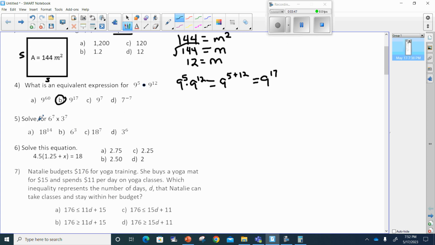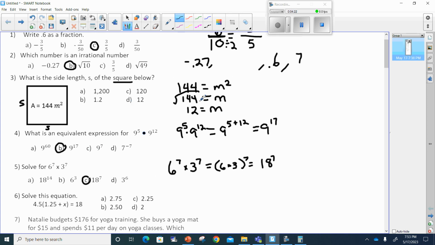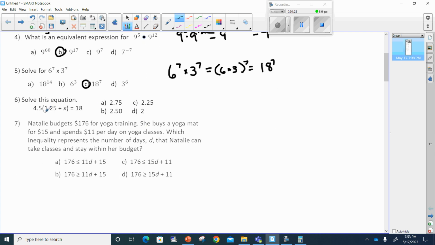All right, number 5 says solve 6 to the 7th power times 3 to the 7th power. If the exponent's the same, but the bases are different, you're allowed to multiply the bases. So this is really 6 times 3 to the 7th power, which is going to equal 18 to the 7th power. C will be my answer. And I'm sorry, I forgot to put that this was D for 12 over here. Number 6 says solve this equation.